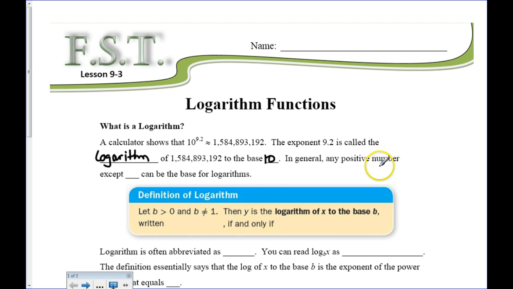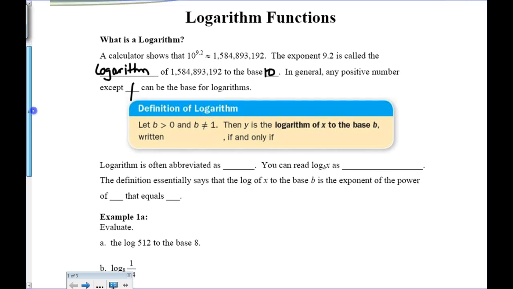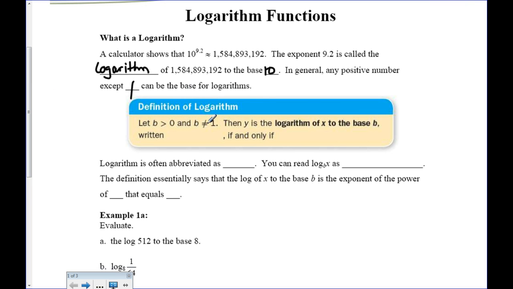In general, any positive number except 1 can be a base for the logarithms. Any positive number except for 1 can be a base. So here's the definition. Let b be greater than 0 and not 1. Then y is the logarithm of x to the base b, written y equals log base b of x. And that is only true if b to the y equals x.